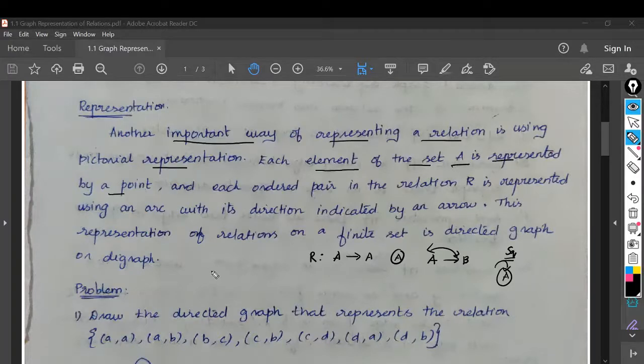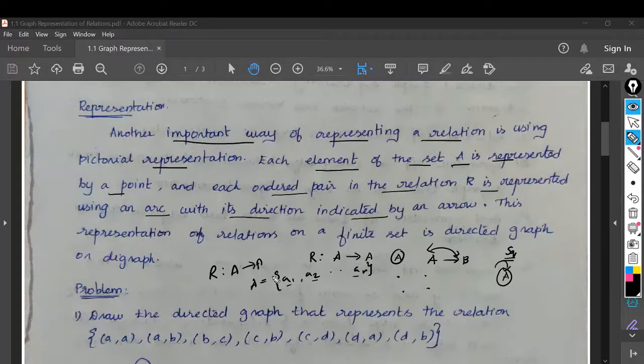So what we have: if R is a relation defined on a set from A to A, and if A has elements like A1, A2 up to AN, in that case each of these elements is considered as a vertex of the graph. Each ordered pair in the relation R is represented using an arc with its direction indicated by an arrow.